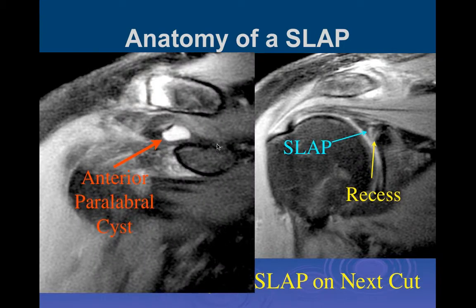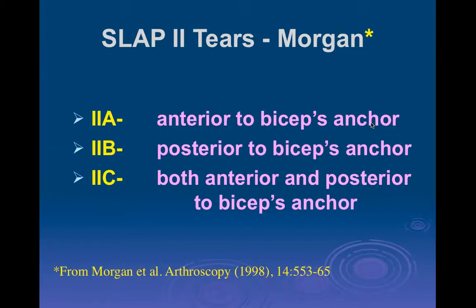And then in this particular case, there was also a paralabral cyst. But in this situation, notice you need to follow back and forth on the images, and I also like the sagittal images so that you follow the biceps tendon more in cross-section and look at the signal intensity within it. So that turned out to be a type 2. Now, there are a lot of grading systems. And again, I just want to reiterate over and over again.